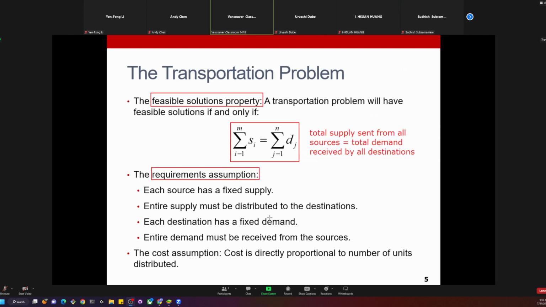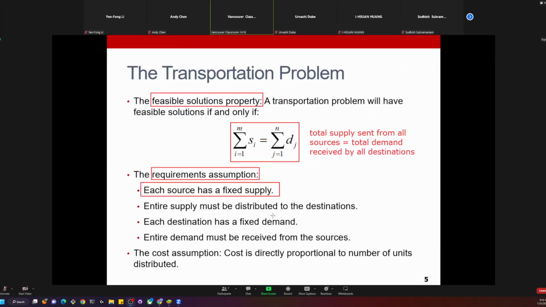There's the requirements assumption. So every source has a fixed supply, so you're not going to change that. If your business runs this over time, we assume the supply capacity of each source is not going to change. Okay?